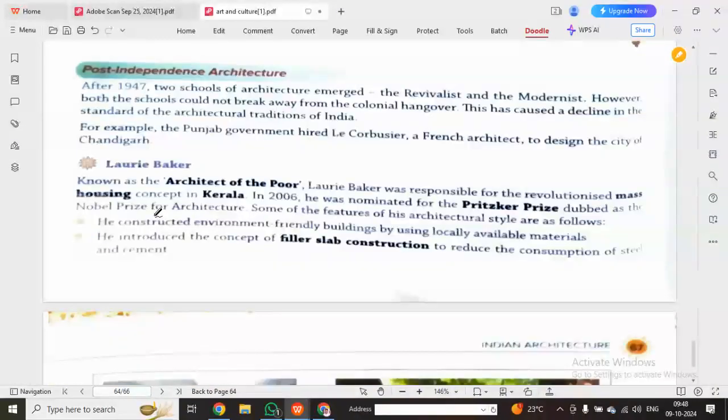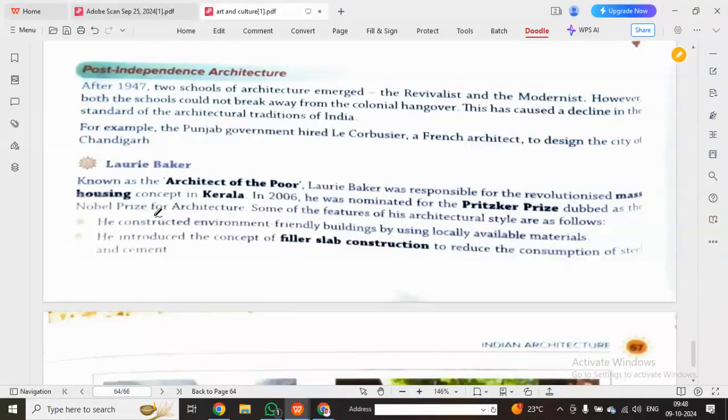Coming to the post independence period, after 1947 two schools of architecture emerged, revivalists and modernists.